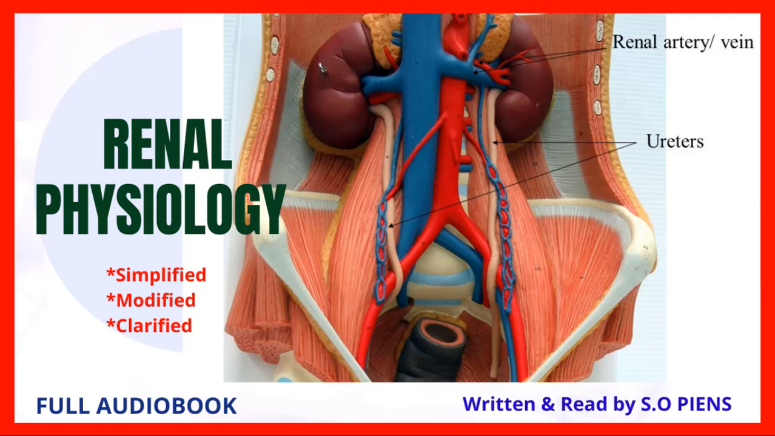The filtration fraction is the portion of the renal plasma that is filtered into the renal tubule. It is actually 20% of renal plasma flow that becomes the filtrate. So the filtration fraction, if you formulate it mathematically, is the GFR over renal plasma flow. Now let's talk about the factors affecting GFR and factors controlling GFR.